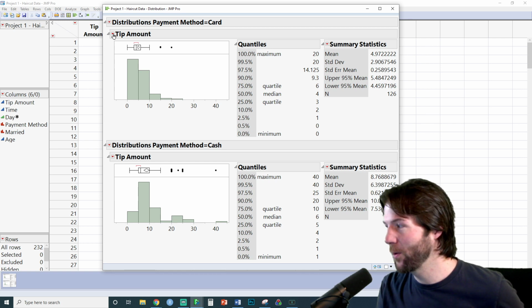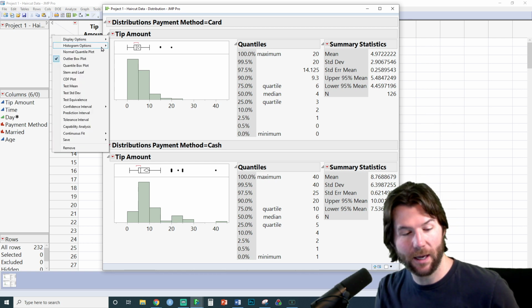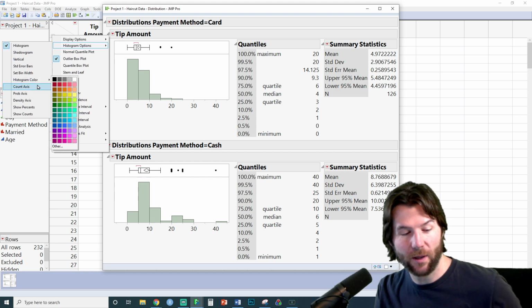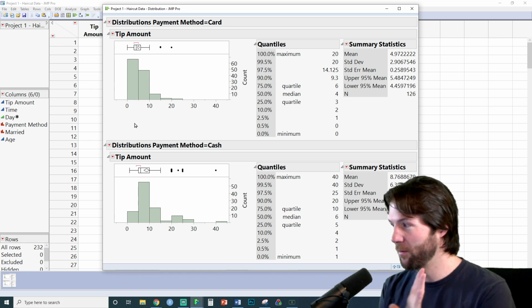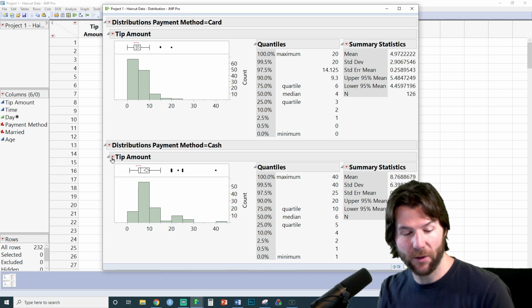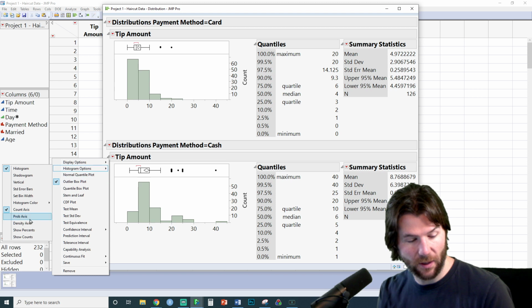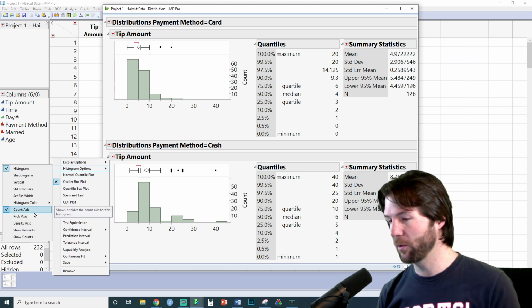Here's a trick. If you hold Command or Control and you click the options here, and so I'm holding Control on my keyboard, and I'm going to click count axis, and it'll actually do it on both. Now, if you don't know how to do that trick, you can just go down to the other one and go to histogram options and go to count axis. But by holding Command or Control, it does it on all of them.